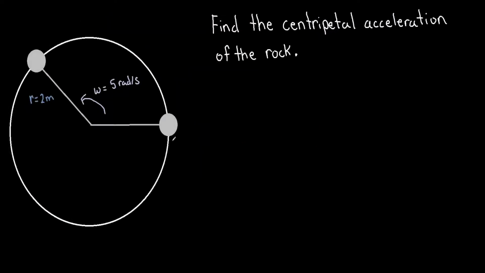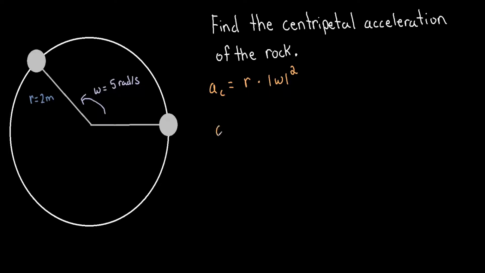So in this problem, we have a rock attached to a string that is traveling in the counterclockwise direction. And we are told that the angular velocity of the rock is 5 radians per second. And we are told that the radius is equal to 2 meters. And we want to find the centripetal acceleration of the rock. Well, we learned that the centripetal acceleration is equal to the radius times the angular speed squared.